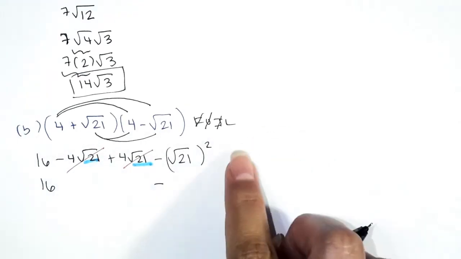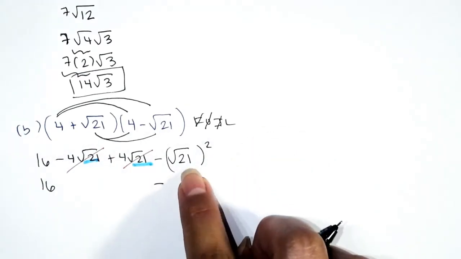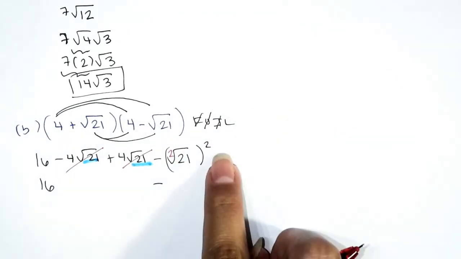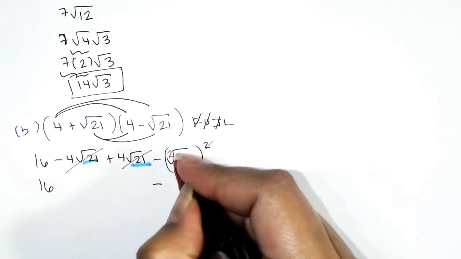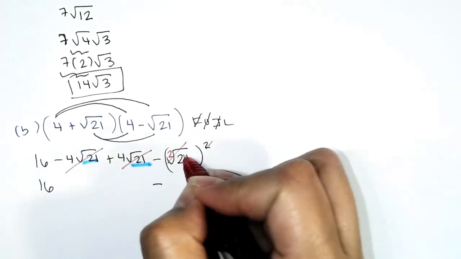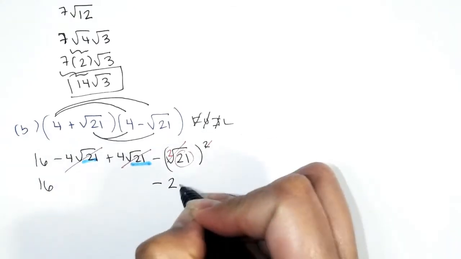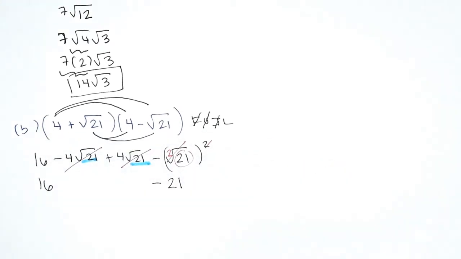And then we have the square of square root of 21. Well, check it out. Index is 2, power is 2. So pretty much the square and the square root undo each other. And that will leave us with just the radicand of 21. So this is our answer. Well, this is our solution.